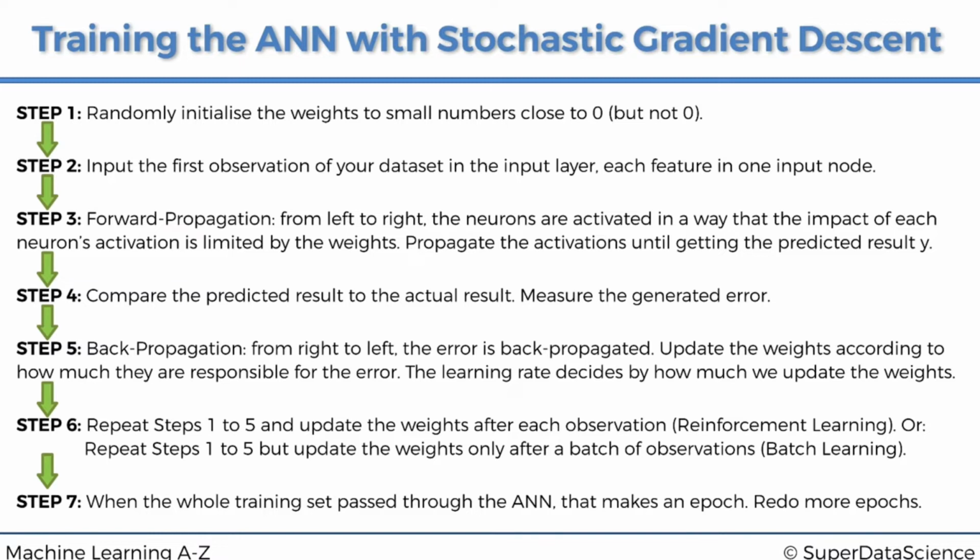Alright, and then we have step 6, where we repeat steps 1 to 5, either after each observation or after a batch of observations, like for example, we update the weights every 10 observations going into the network. And finally, step 7, when the whole training set passed through the ANN, that makes an epoch, and we repeat many more epochs. And we will see how many epochs we choose to do in the end. Alright, so that was a quick refresher of how we can train an artificial neural network using stochastic gradient descent.